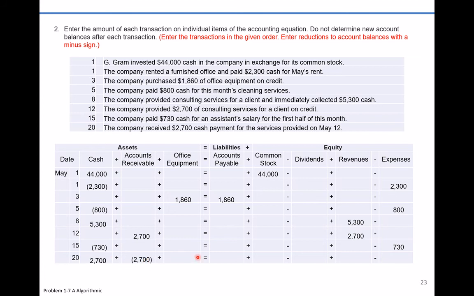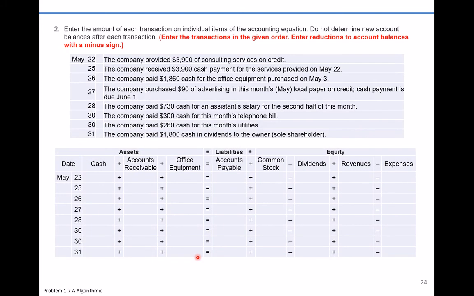Okay, let's take a look at the next half of the transactions on the next slide. So it says the company provided $3,900 of consulting services on credit. So on May 22nd, they provided more services. They did it on credit. So it's revenue to them right now, but they're not getting cash now. What are they getting instead? That IOU called the accounts receivable for $3,900.